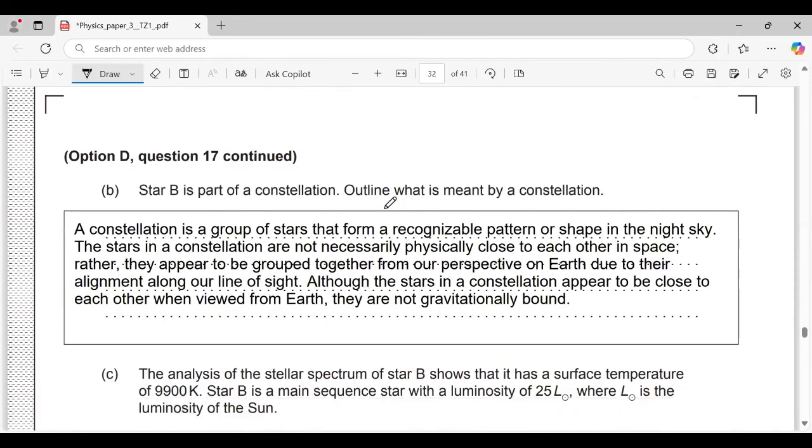I have provided my answer for this one. Star B is part of a constellation. Outline what is meant by a constellation. These are my explanations. You may copy this one or you may add something into this explanation.